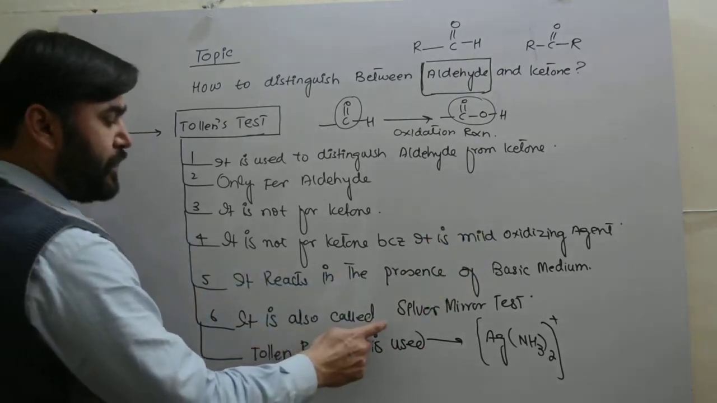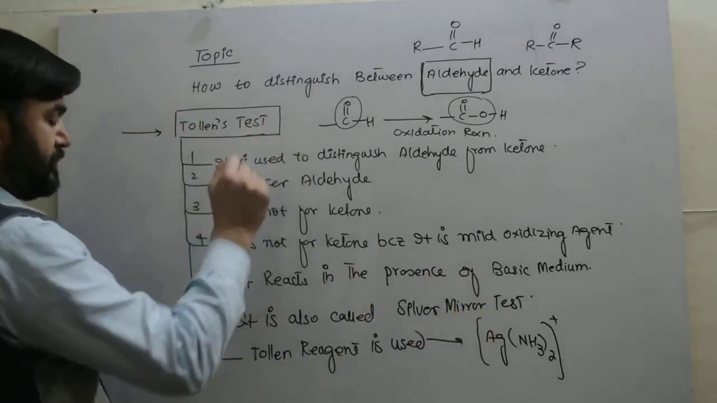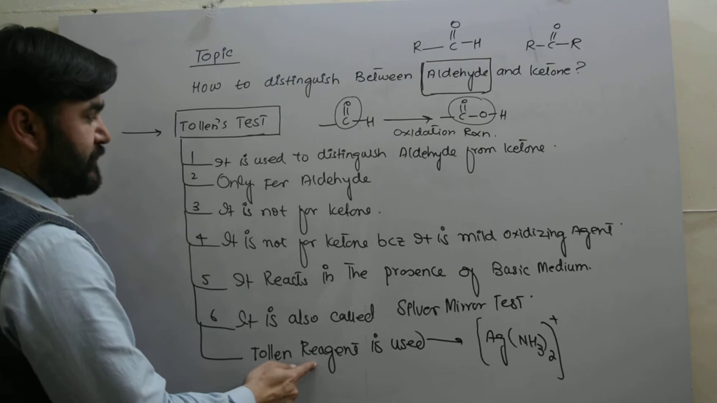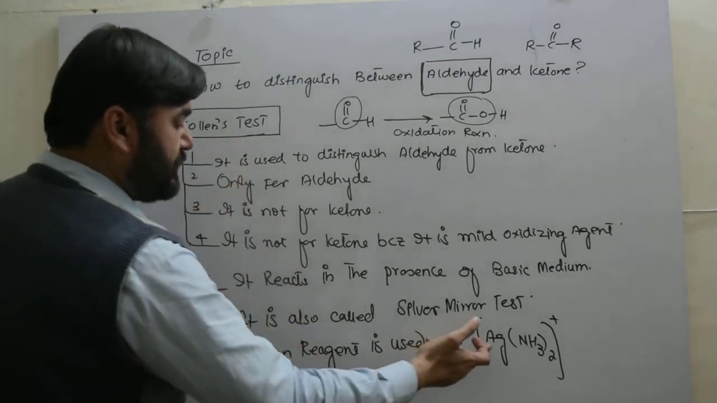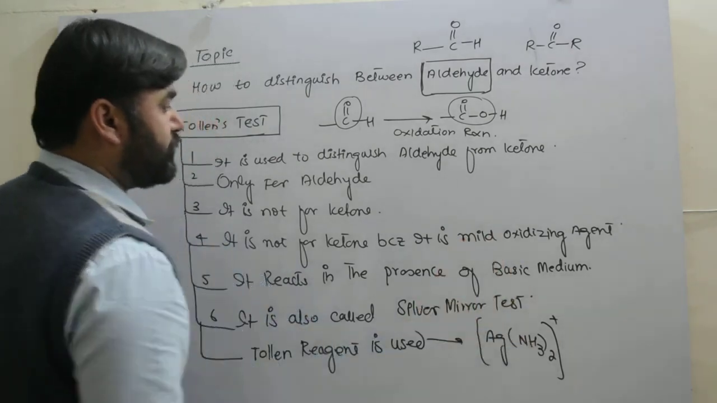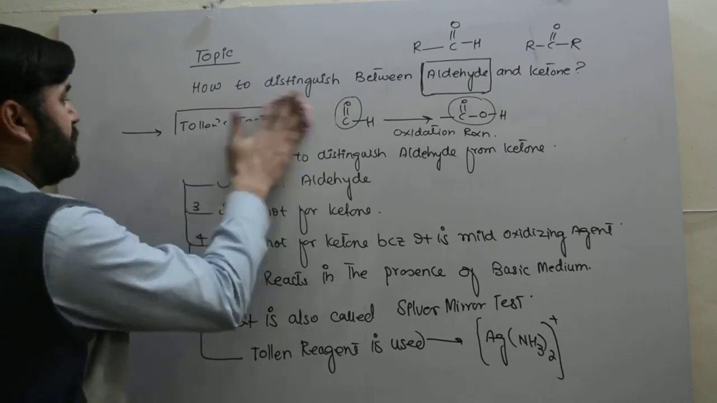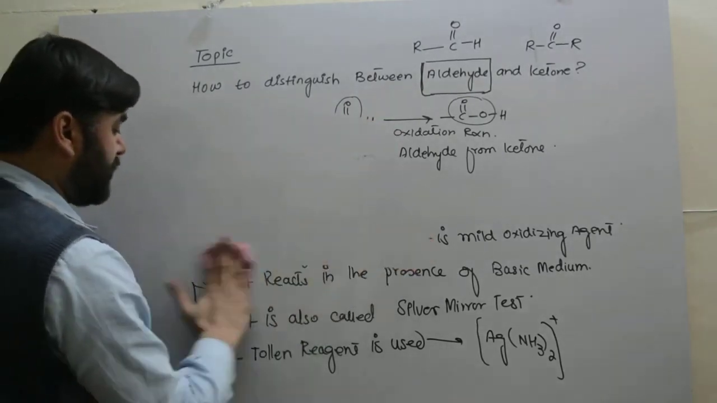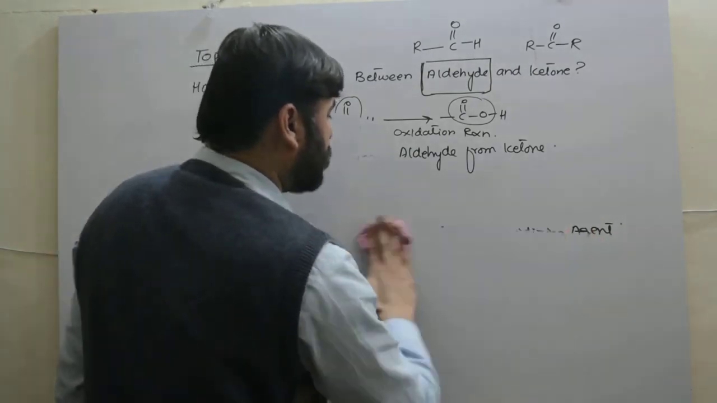It is also called the silver mirror test. This is the second name of Tollens' test. Tollens' reagent will be used in Tollens' test. What is Tollens' reagent? It is actually Ag(NH3)2. So, let us discuss in detail how it reacts with aldehyde and not with the ketone. These are the very important things which I just wrote for you.